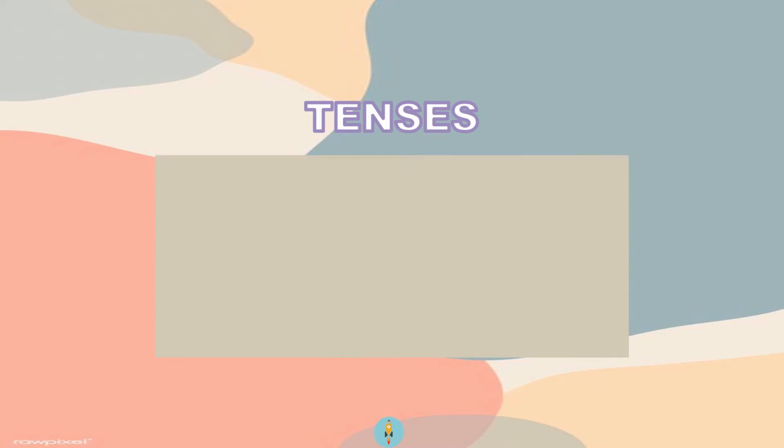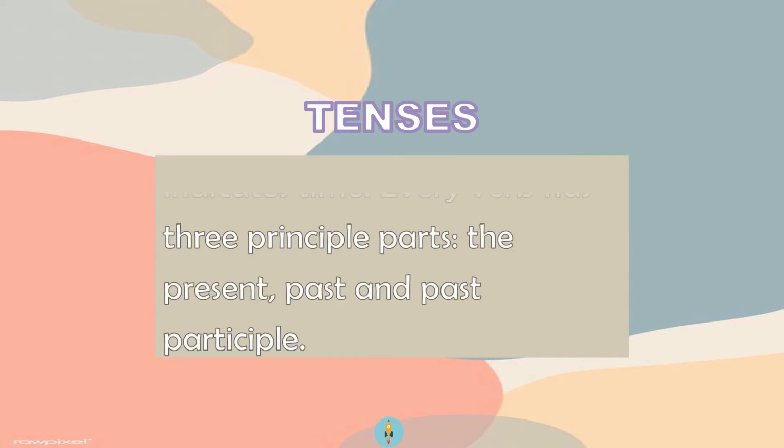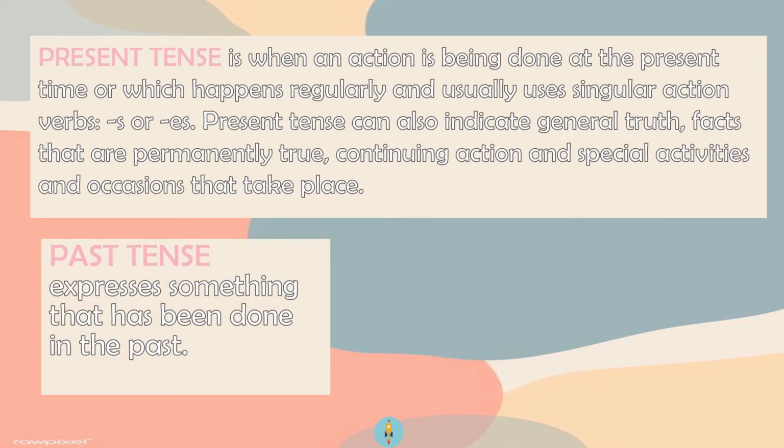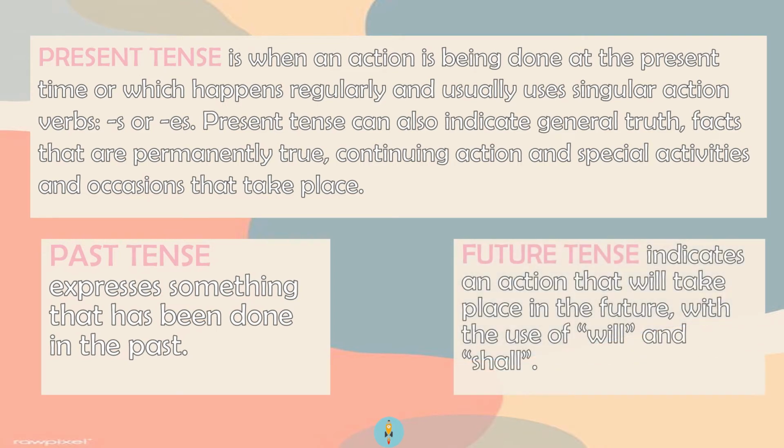Tense indicates time. Every verb has three principal parts: the present, the past, and the past participle. Let's discuss simple tenses. Present tense is when an action is being done at the present time or which happens regularly and usually uses singular action verbs with s or es. Present tense can also indicate general truth, facts that are permanently true, continuing action, and special activities and occasions that take place. Past tense expresses something that has been done in the past. Future tense indicates an action that will take place in the future with the use of will and shall.